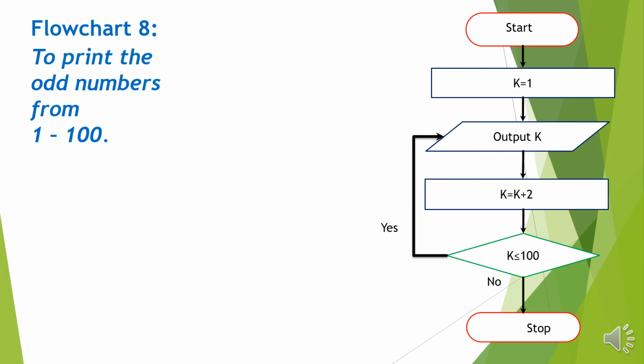Then we will simply print it, because you know that 1 is an odd number. Then we will go to the next step. In the next step, we have a formula in which we are adding 2 to the initial value of k, and we know that the initial value of k is 1, and when we add 2, we get k equal to 3.